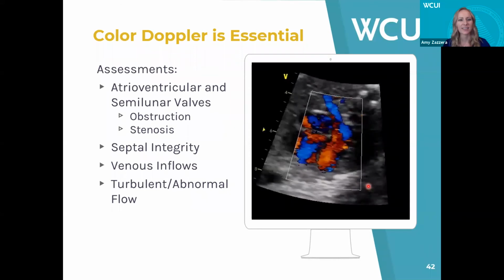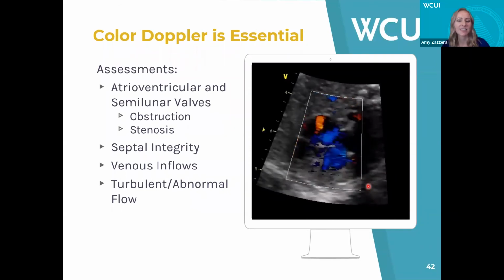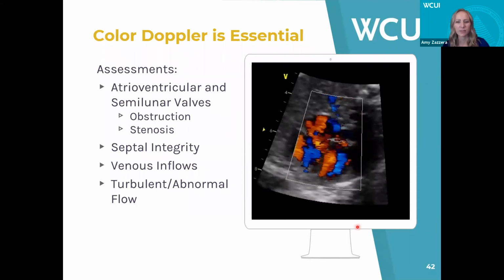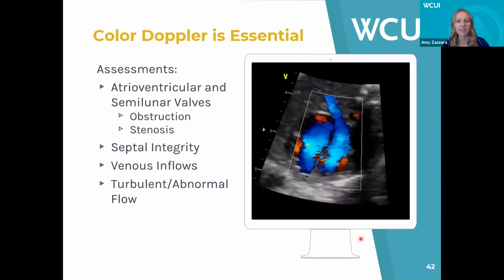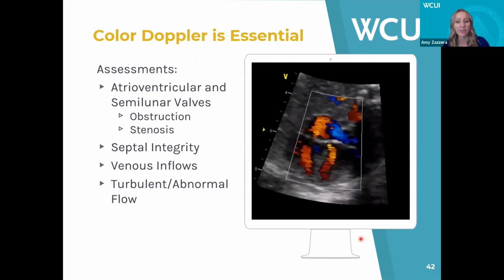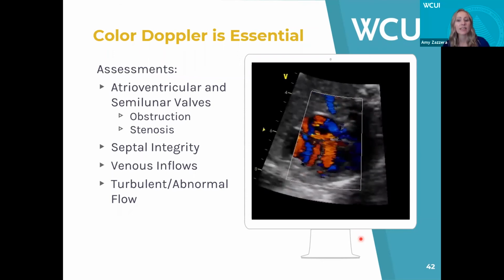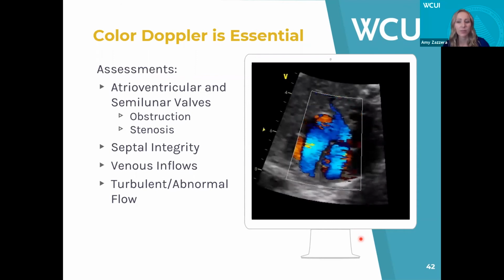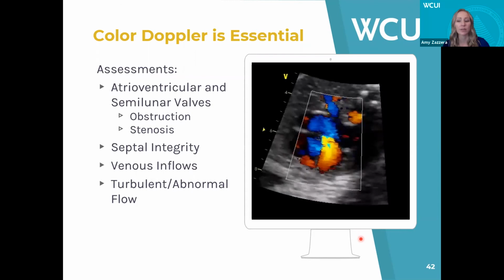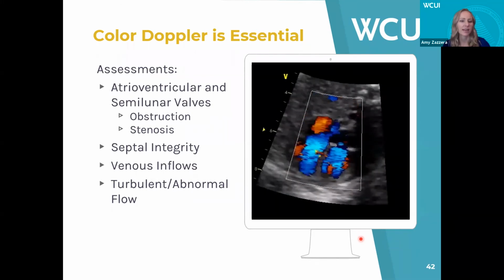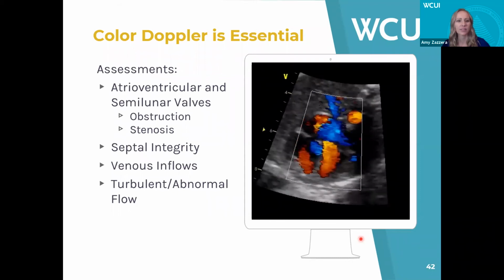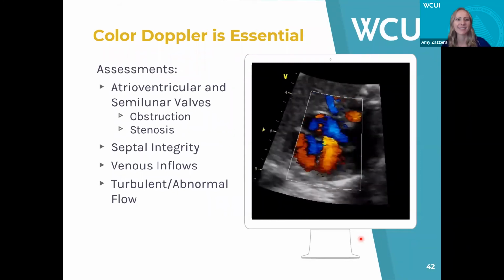All right. Color Doppler is essential. There are so many benefits of using color Doppler. We can assess the septum, evaluate color flow across the AV valves. We can demonstrate the direction of flow, presence of flow. We can show turbulent flow, regurgitation. It's definitely essential that we use it when assessing the heart.